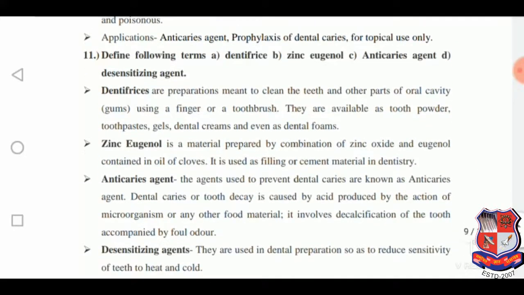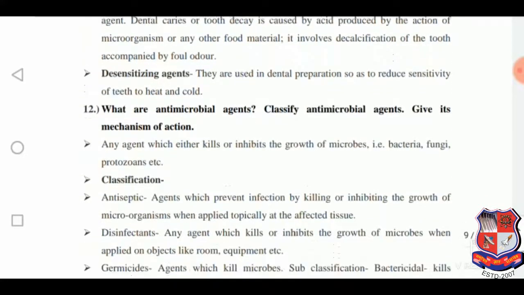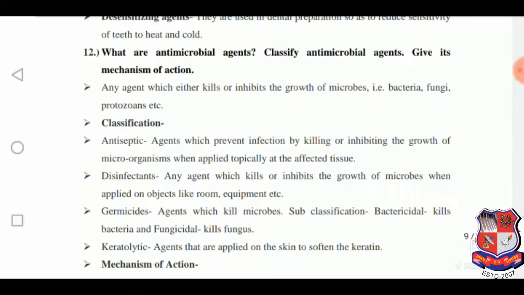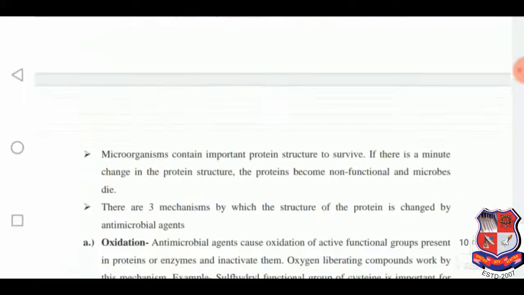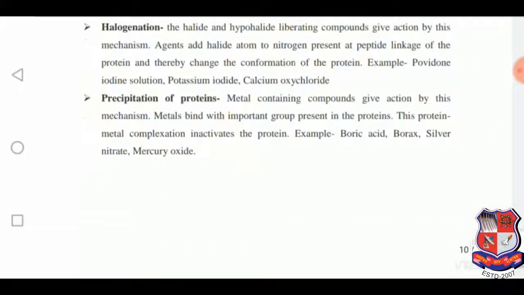Next question: define the following terms: dentifrice, zinc eugenol, anti-caries agents, desensitizing agents. Here are some definitions for that. What are antimicrobial agents? Classify them. These are the classification and mechanisms of action: oxidation, halogenation, and precipitation of proteins.